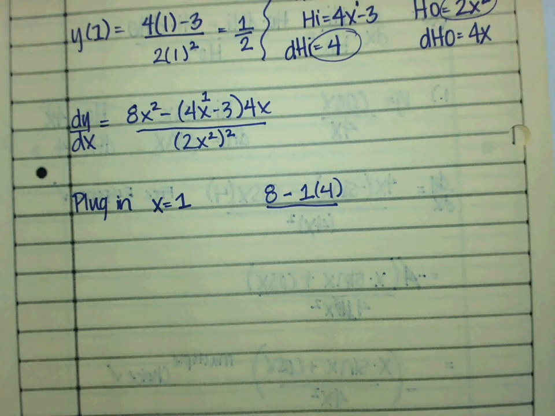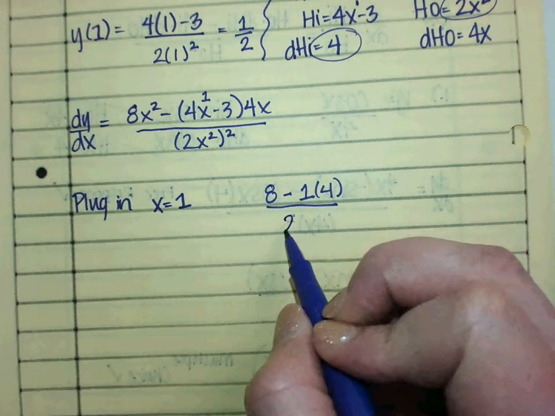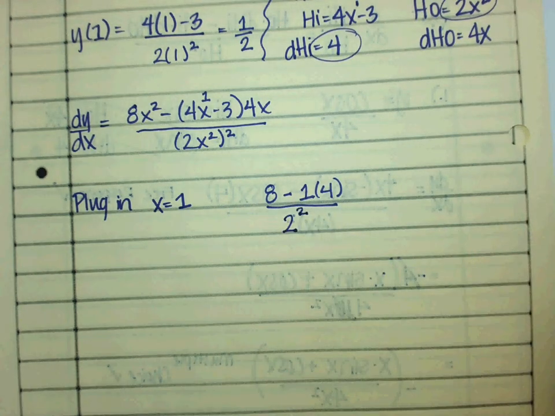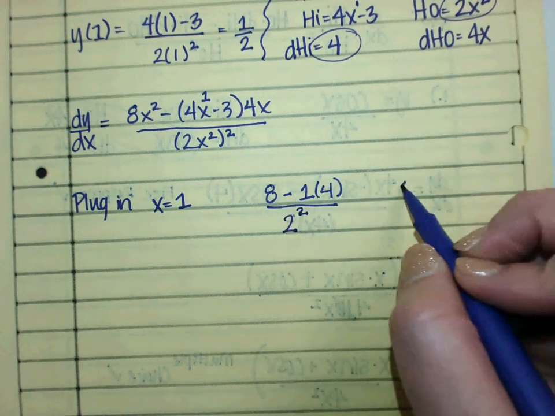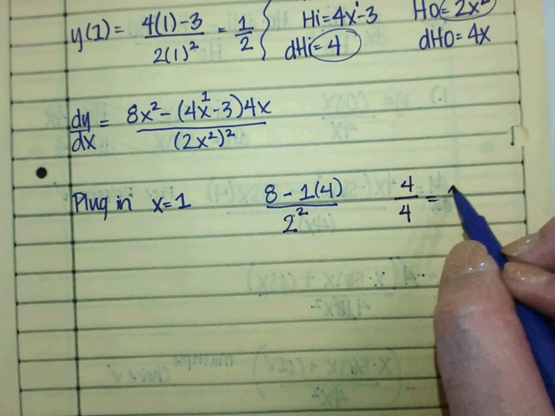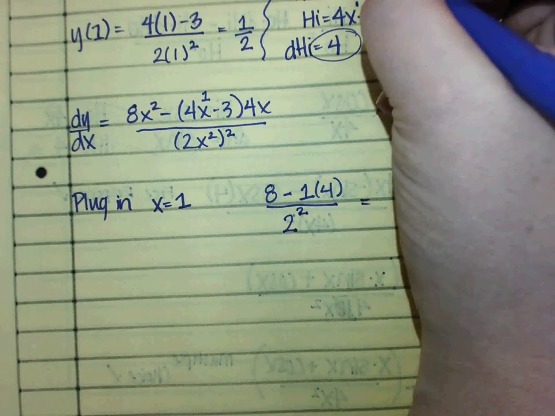Okay, so I have 8 times 1 is 8. 4 minus 3 is 1, times 4 on top. On bottom, 2 times 1 is 2, but then I have to square it. So 2 squared on bottom is really a 4. 8 minus 4 is also 4. 4 divided by 4 is 1. So my slope is 1.